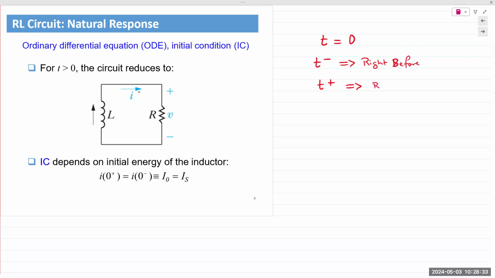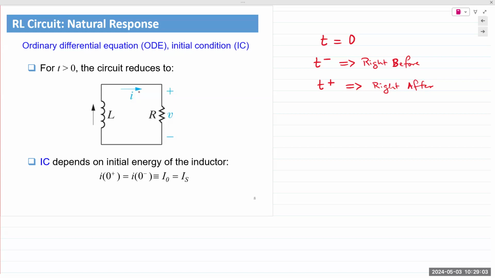And t plus is the time right after. For this class, mostly it's just 0 minus and 0 plus. But in E major classes, we look at problems where t could have any value. 2 seconds, 5 milliseconds. You would say t 5 minus, 5 plus. It simply means the time right before and the time right after. It does not have a fixed value.